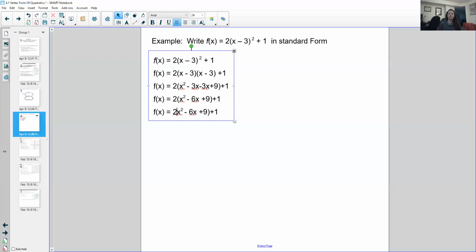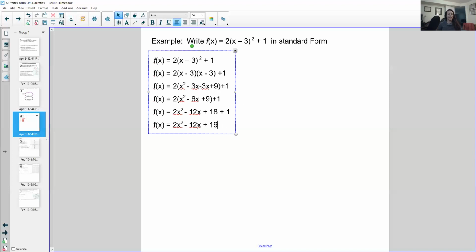And 2 times x squared is 2x squared. 2 times negative 6 is negative 12. And 2 times 9 is 18. I still have this plus 1 at the back. And now I can just collect the 2 constant terms with no variables, and 18 plus 1 is 19.